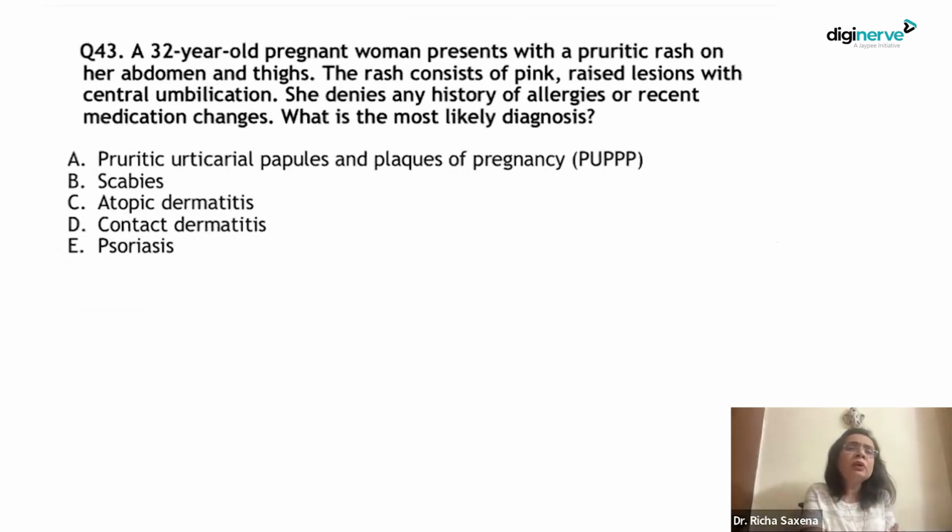A 32-year-old pregnant woman presents with a pruritic rash on her abdomen and thighs. The rash consists of pink raised lesions with central umbilication. She denies any history of allergies or recent medication changes. What is the most likely diagnosis?